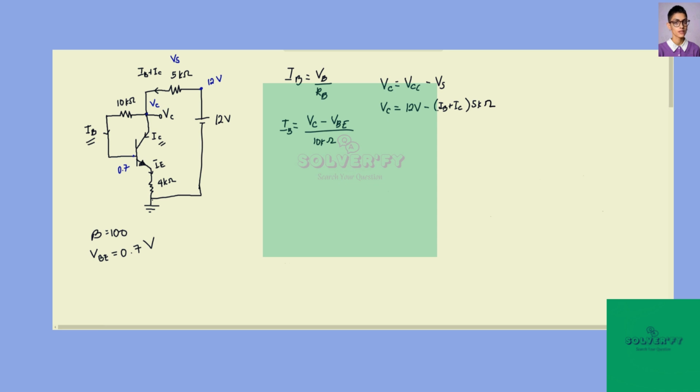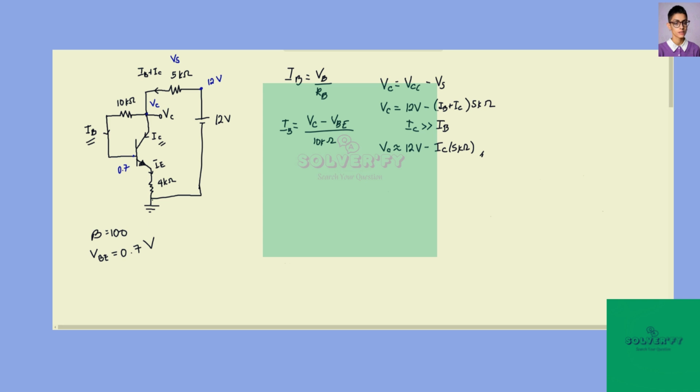But we'll have to put an assumption here to simplify the problem, and that assumption is IC is much, much greater than IB, which normally happens in a transistor. If that's the case, the voltage at node C is approximately equal to 12 volts minus just IC times 5 kilo ohms, because IB is so small that we could remove it from the addition term. Now this is our second equation.